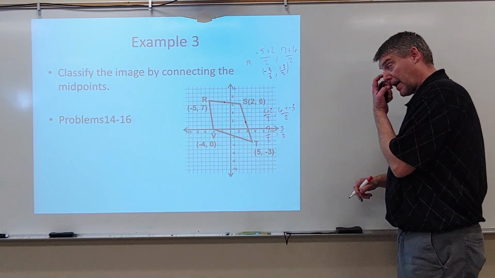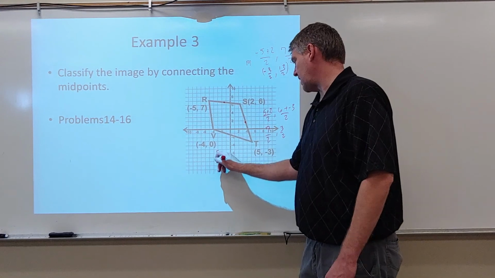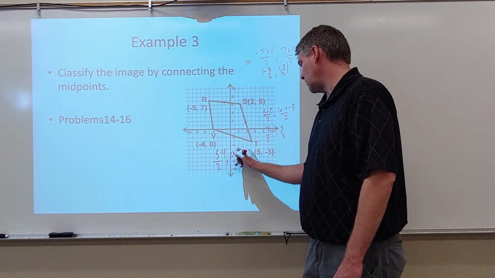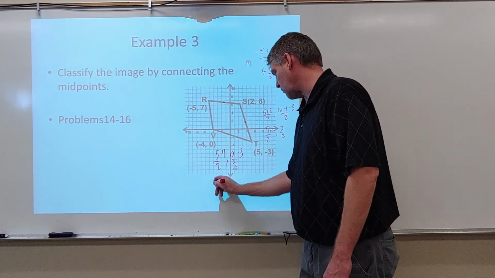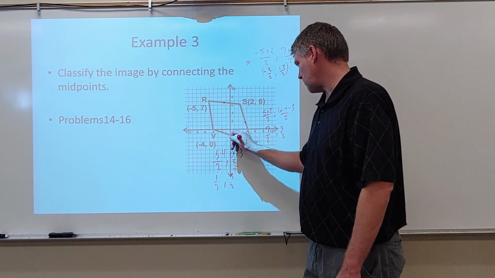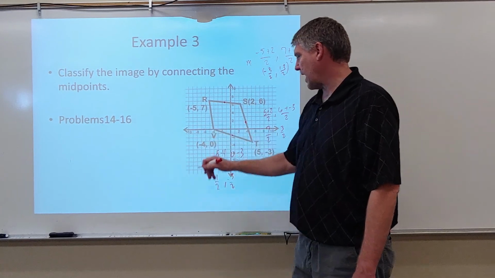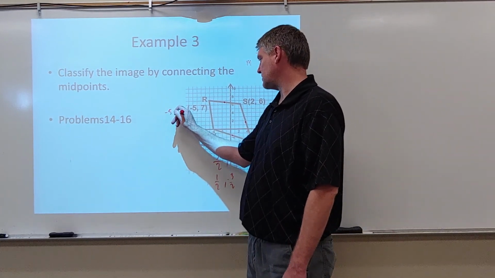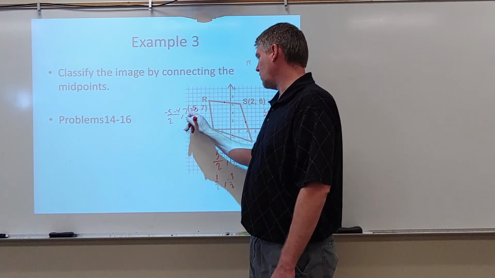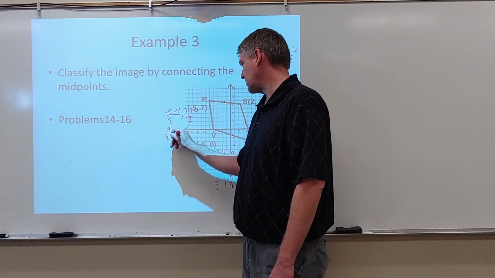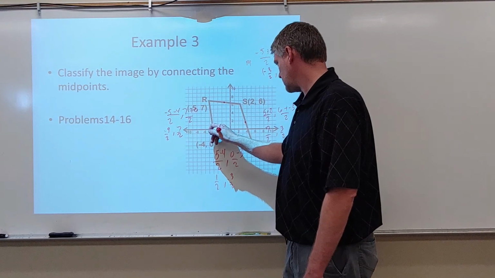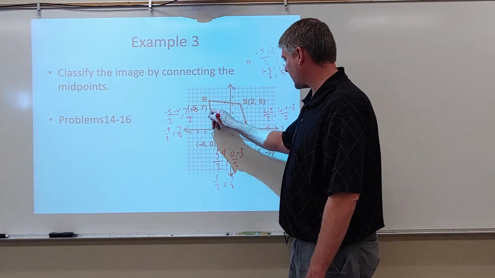Okay, now we're going to go down to this bottom one. So I have 5 minus 4 over 2, 0 minus 3 over 2, so I get 1/2, and negative 3 halves is 1/2, so about right there. And now our last one. So we get negative 5 minus negative 4 over 2, 7 plus 0 over 2, so negative 9 halves, 7 halves, 4 1/2. About right there. So now I'm going to connect these.